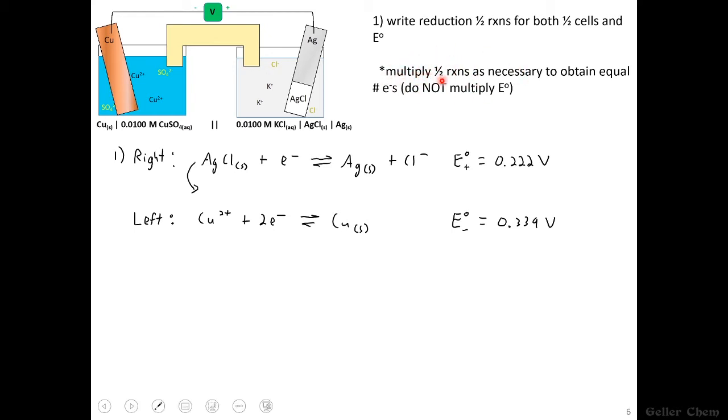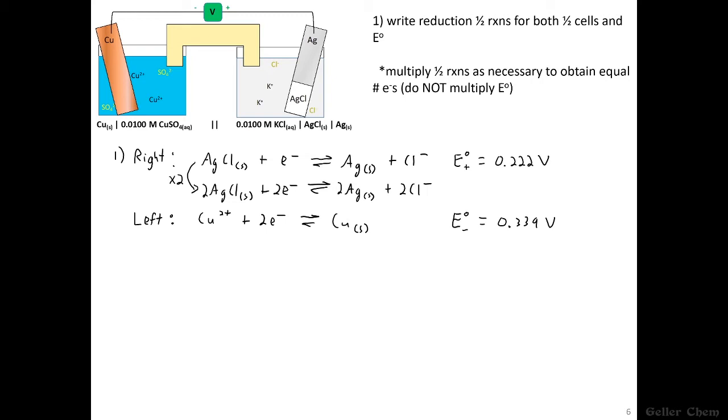We have to multiply the half reactions as needed to obtain equal numbers of electrons, which we don't have right now. 2 electrons, 1 electron. So we're going to multiply that first reaction by 2. That's why we left some space. And we get 2 AgCl solid plus 2 electrons forms 2 Ag solid plus 2 chloride ions.